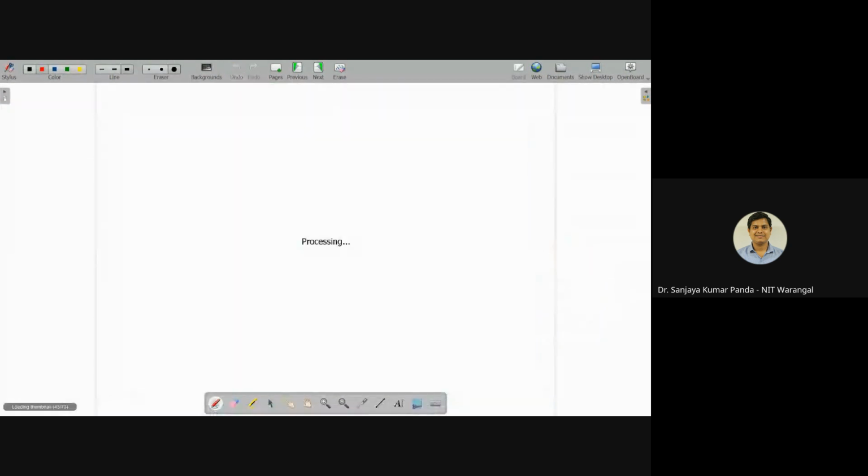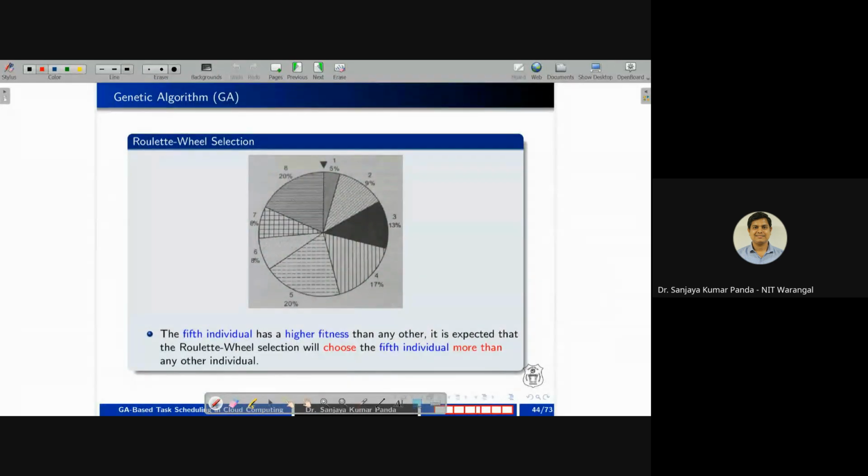So let us see here. You can see a wheel. Now we have 8 populations starting from population 1 to population 8, and they have occupied area based upon the probability. The probability is calculated as the corresponding population fitness divided by the sum of fitness. If you look into this wheel, you can see the 8th population and 5th population occupy 20%.